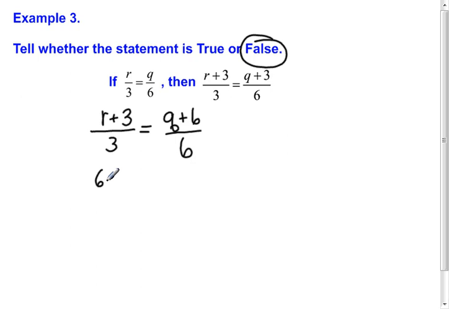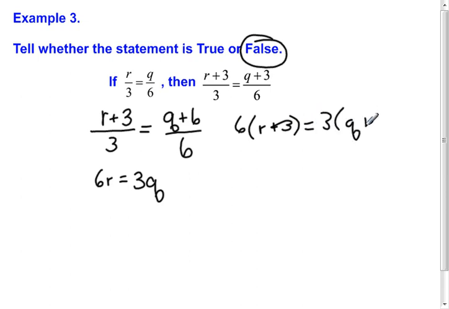We could check by cross multiplying. We know this is 6R equals 3Q. On this side, we get 6 times R plus 3 equals 3 times Q plus 3. So we're thinking this isn't going to work. We get 6R plus 18.